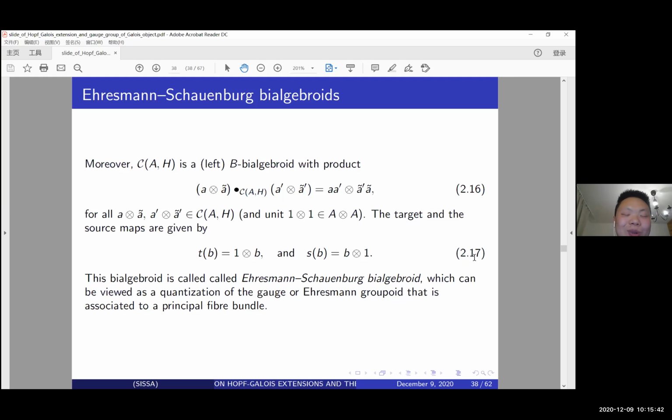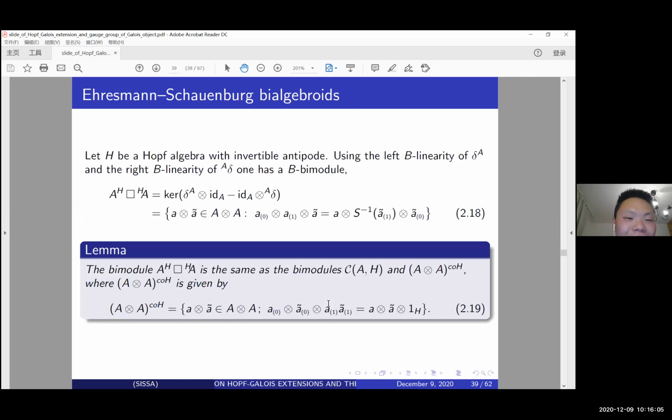It should be okay, and it is still a quantization of the gauge groupoid associated to a principal bundle. And this is the case. I understand why you are asking this question, because we also faced this problem. And then we calculated everything and changed every t and s in that case in order to get the left bialgebroid.